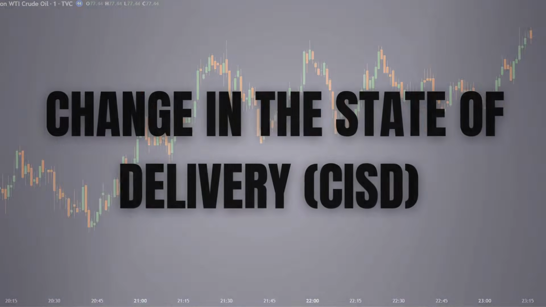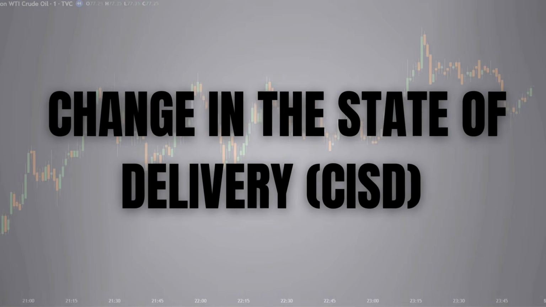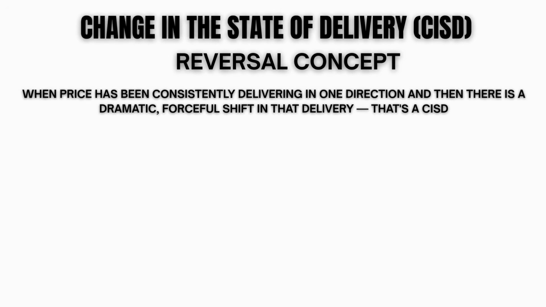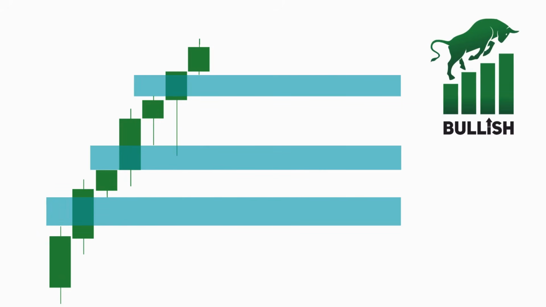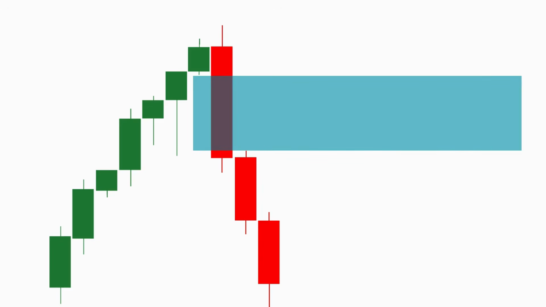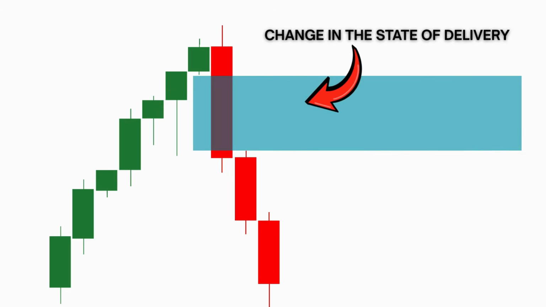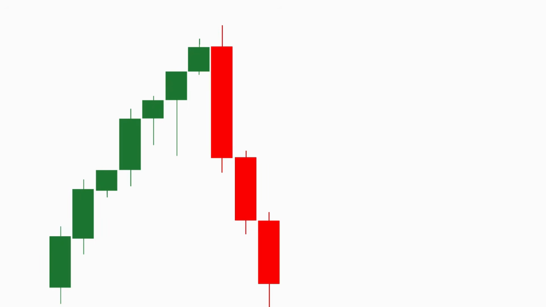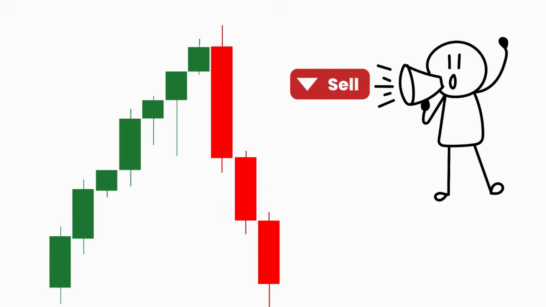Strategy 5. Change in the state of delivery, CISD. The change in the state of delivery, CISD, is a reversal concept. When price has been consistently delivering in one direction and then there is a dramatic, forceful shift in that delivery, that's a CISD. Picture this: a clear uptrend with strong bullish candles and multiple stacked FVGs. Everything looks bullish. Then, out of nowhere, price drops sharply, creating a strong bearish candle and a bearish FVG. That is the change in the state of delivery. This sudden momentum shift signals that sellers have entered with force and a reversal may be underway.